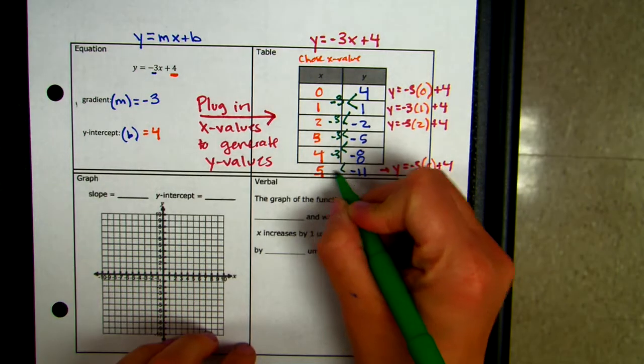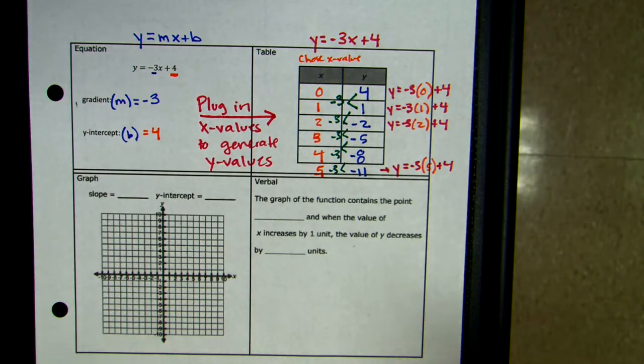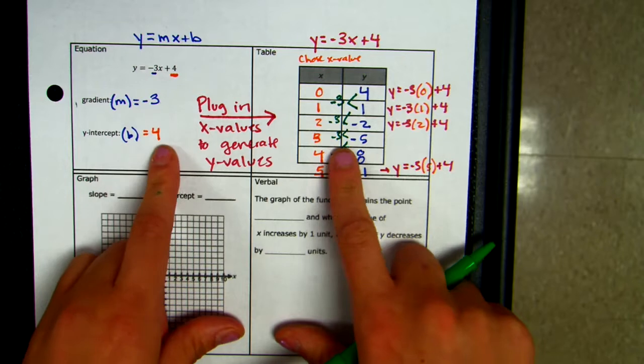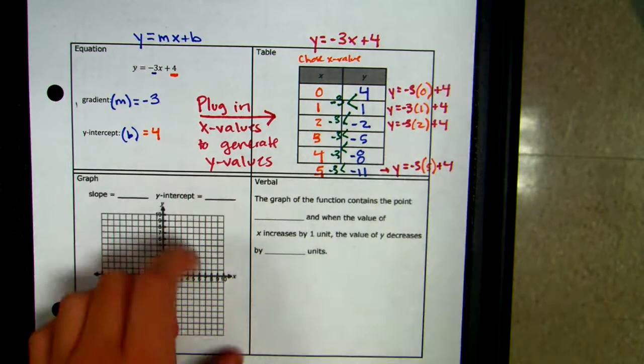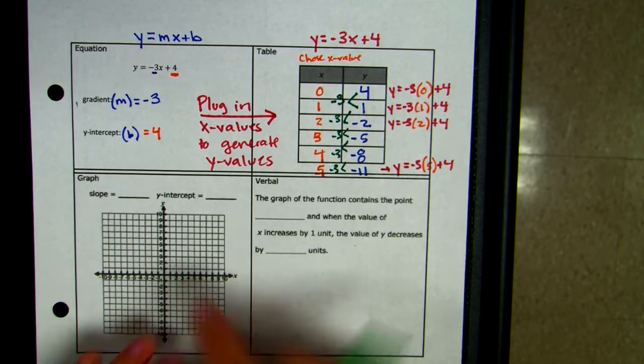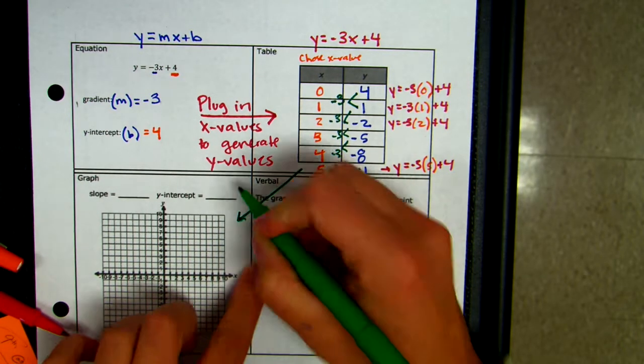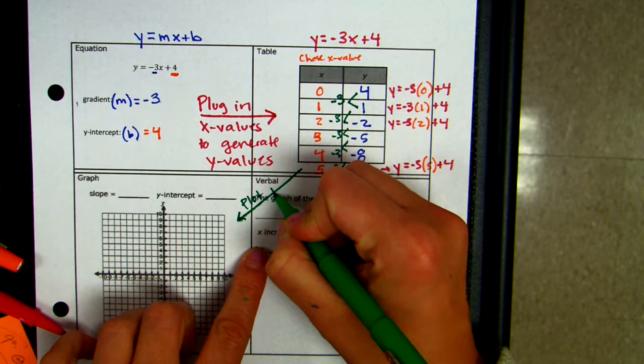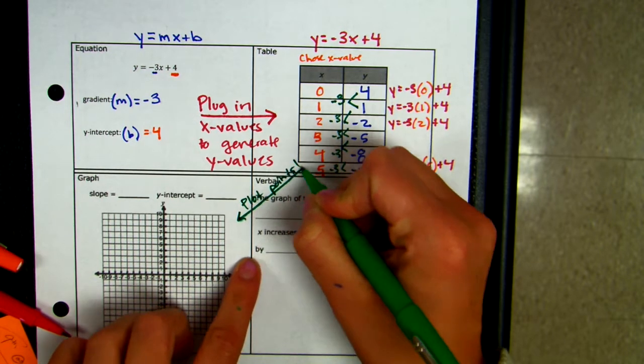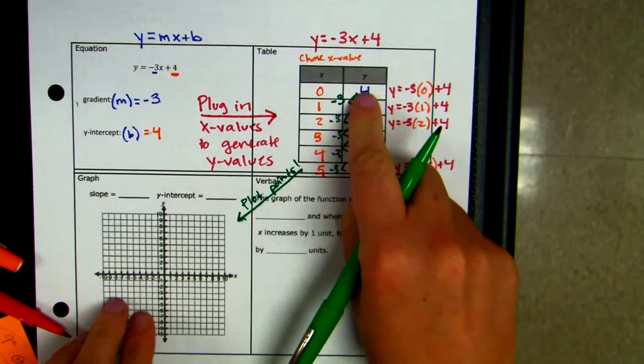The change from here to here is again -3. So our representations should match each other. Okay? Next one is graphing. So to go from a table to graphing, all we do is plot the points. So plot the points. I'll plot this one first.